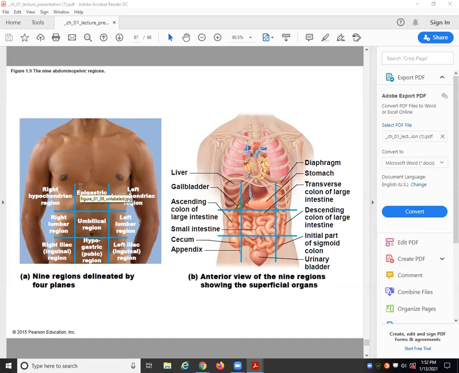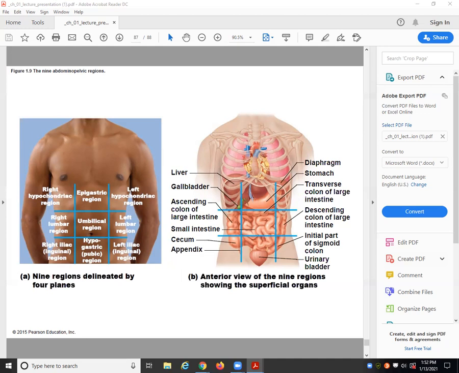And how this typically works, remember, every side is based on the patient. So this is the patient's right side. This is the patient's left side. So patient's right side, patient's left side. Okay, opposite of what it would be for us, right?